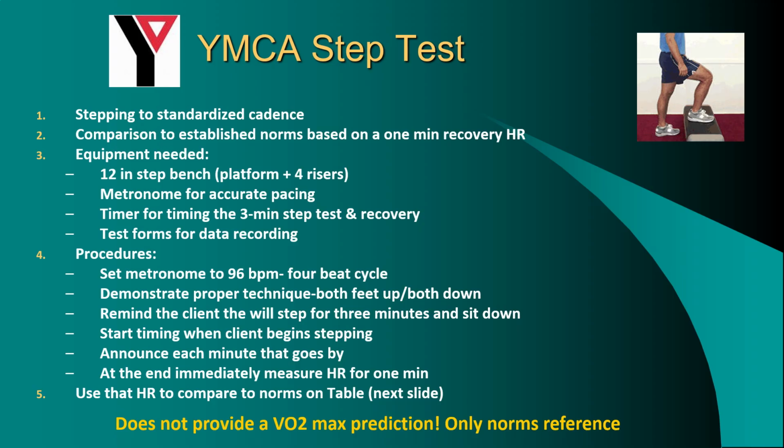It is the same for both men and women, so the same metronome speed of 96. It is done for 3 minutes, and you do have to teach it and make sure they can step up and down. So sometimes that's a limitation. You start the test and they can't even step at 96 beats per minute. So then you can't do that test. You may have to do a variation of it, and you have to document how you varied the test, but you can't compare it to the norms. This test, though, will not give you a VO2 max prediction. It only gives you a norm reference.